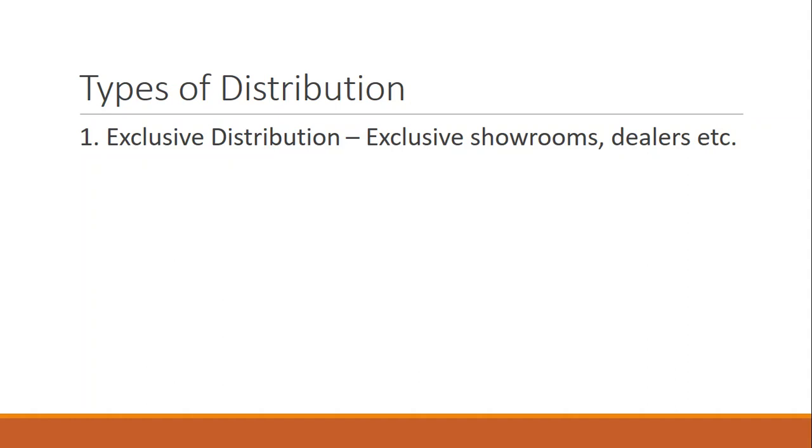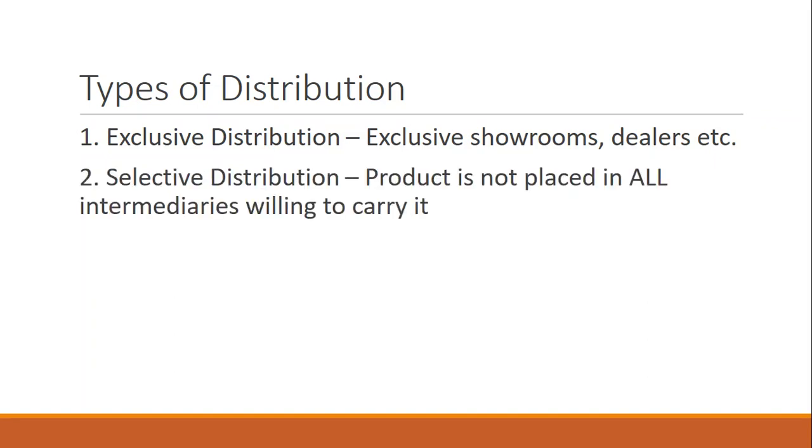This is very common in cars. This is very common in luxury watches. This used to be very common in mobiles and computers as well, but this is a bit on the dying end now. However, exclusive distribution is a major force to reckon with. Secondly, there's selective distribution, where I do not put my product in all the intermediaries that are willing to carry it.